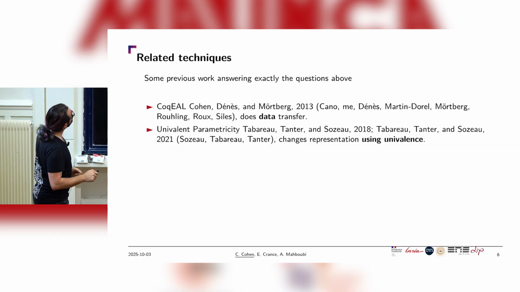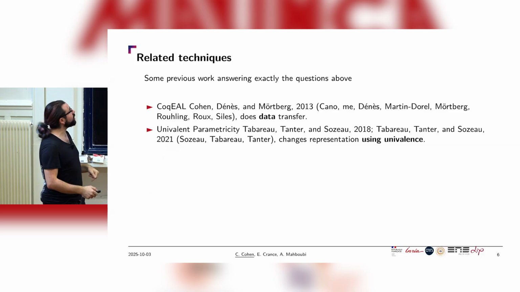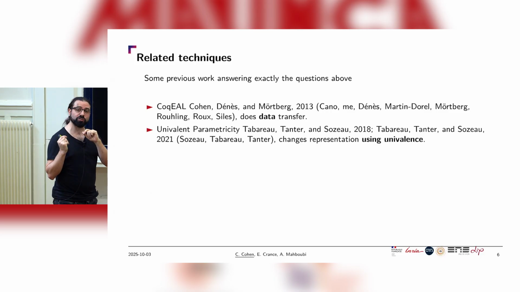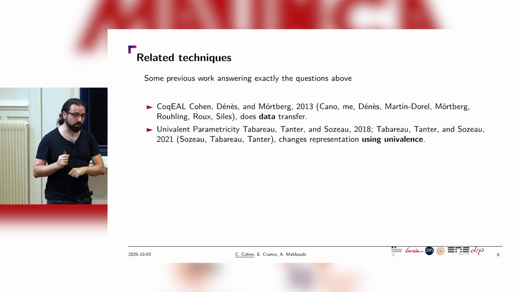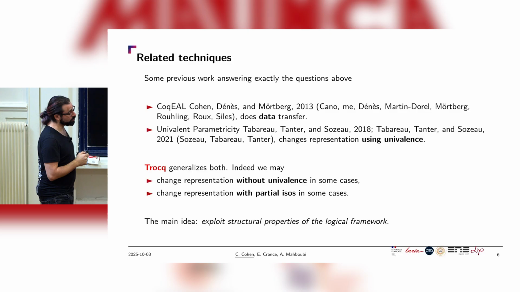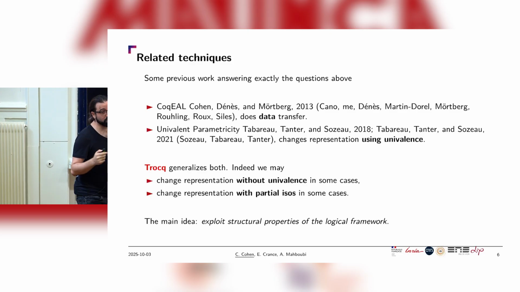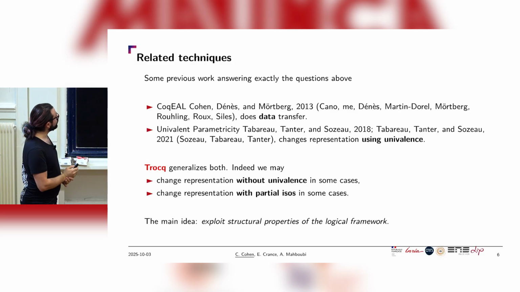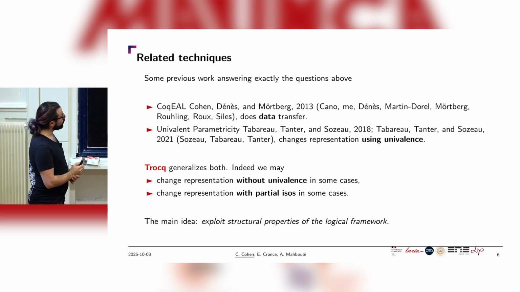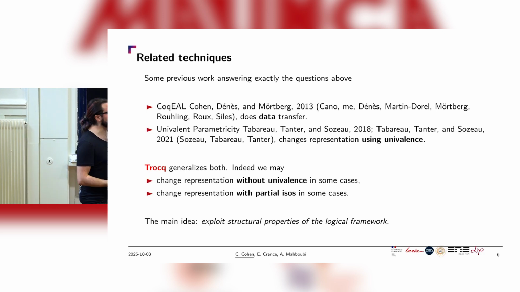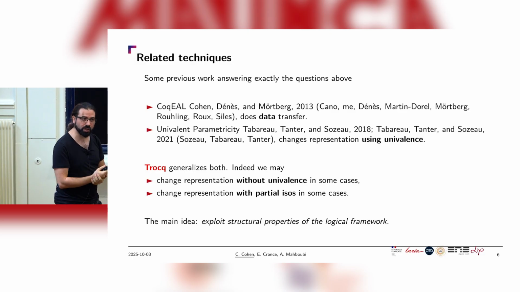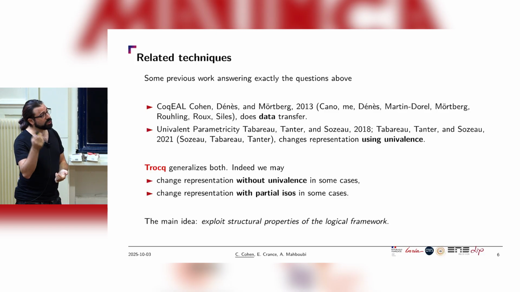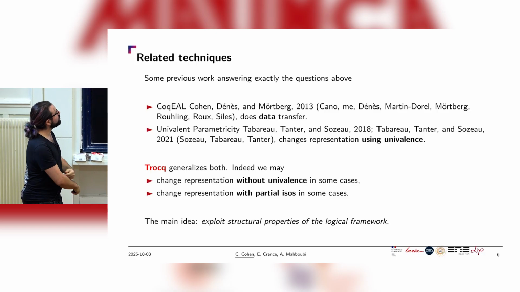So the solutions that were found were those two at the time. One was doing only data transfer, and the other one was using change of representation via isomorphism using the univalence axiom. And Trocq is actually generalizing both, because we may be able not to use the univalence axiom and deal with only partial isomorphisms if you only have this at your disposal. So the main idea of all those techniques is to exploit the underlying structural properties of the logical framework. Here, the type theory, the dependent type theory of both Rocq, Lean, Agda, whatever dependent type theory you have.